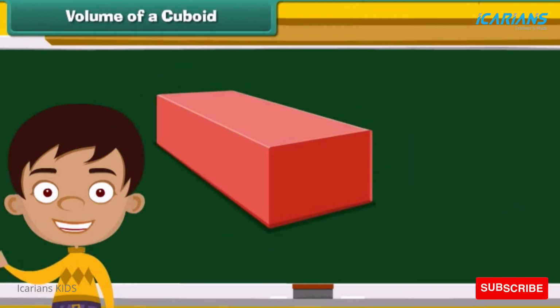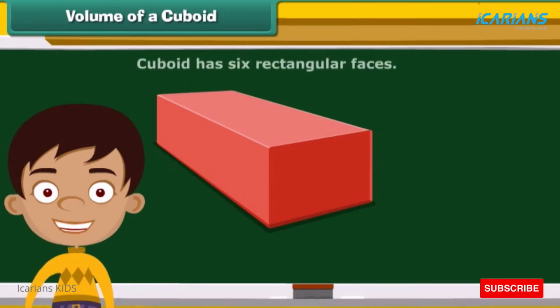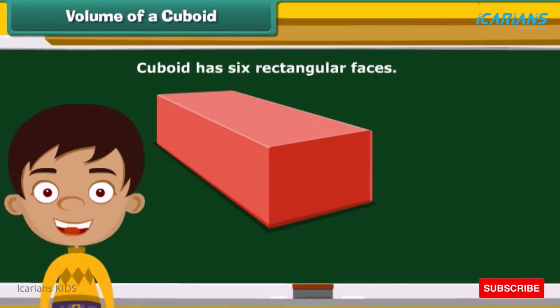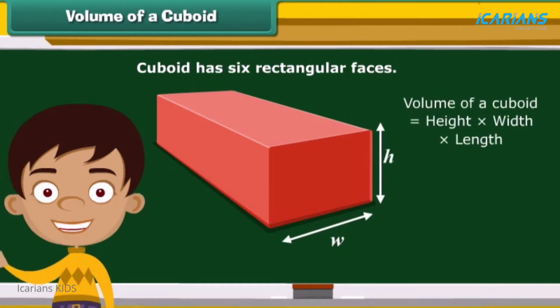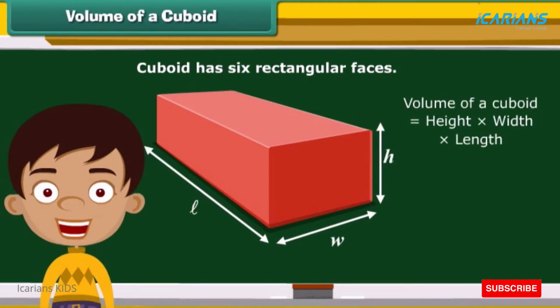Look at this closed box. This is a cuboid, which has 6 rectangular faces. Its volume is calculated as height times width times length, or simply volume equals h × w × L.